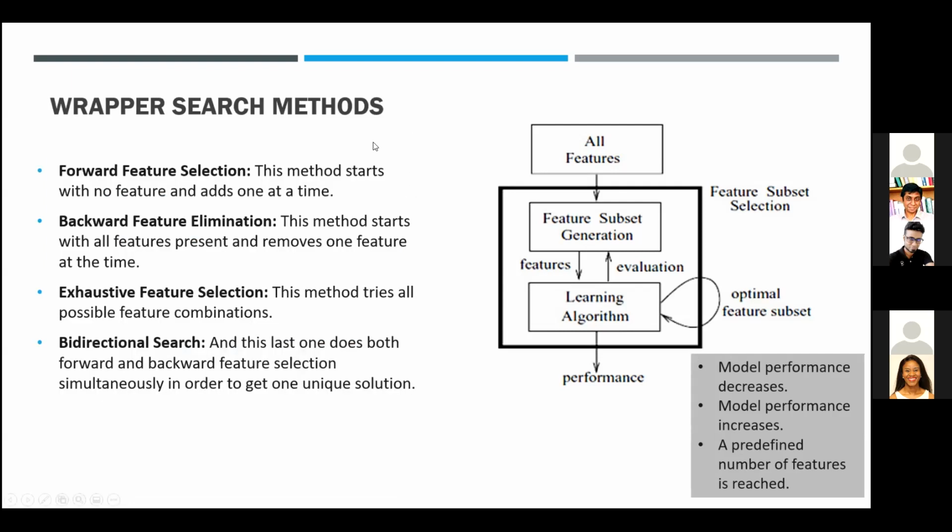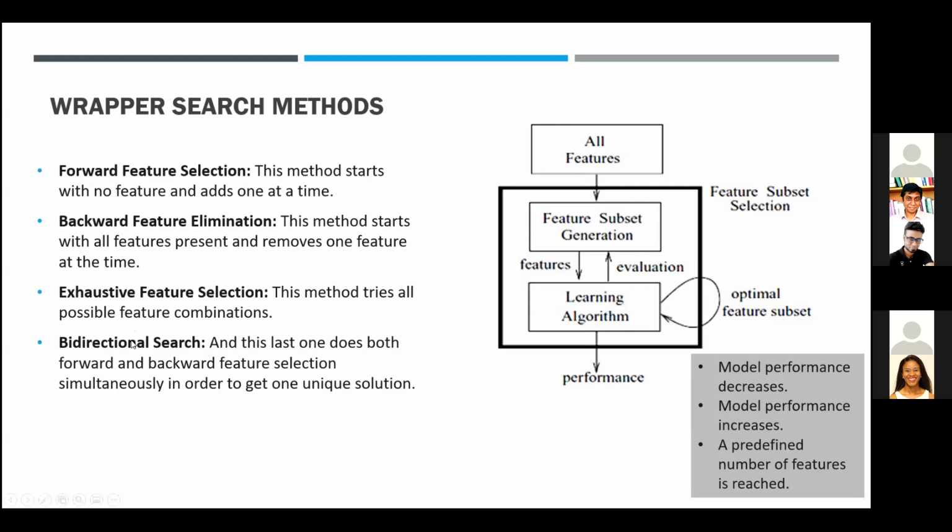So the common search methods using the wrapper approach: there's the forward feature selection approach. This one starts with no features and you keep adding one at a time. And then you also have the backward feature elimination. Here you start the other way. You have all your features, and then you keep removing one until you reach your threshold for your model performance. Then the exhaustive approach involves trying all possible feature combinations. That can be significantly computationally intensive.